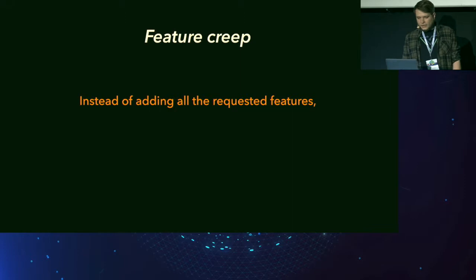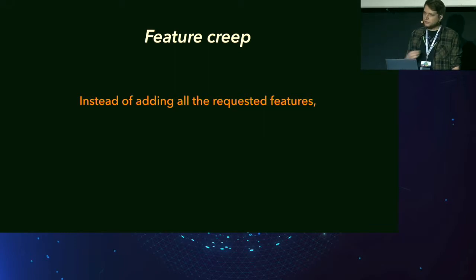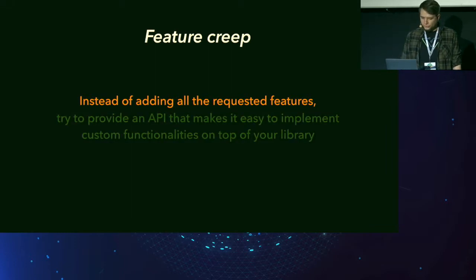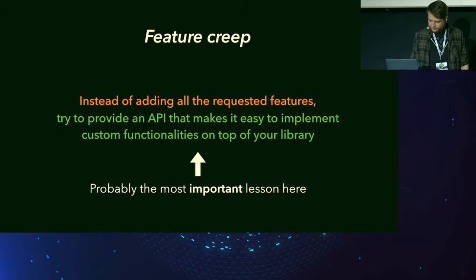So the biggest lesson here is that I think it applies not only to open source components or libraries, but also to your application code. Instead of adding all the requirements to this one single component, one single module, try to provide an API that makes it possible for the outside code to basically implement this feature on top of your component. So instead of adding features, just make it possible for others to create those features themselves the way they want. So that's the most important part.